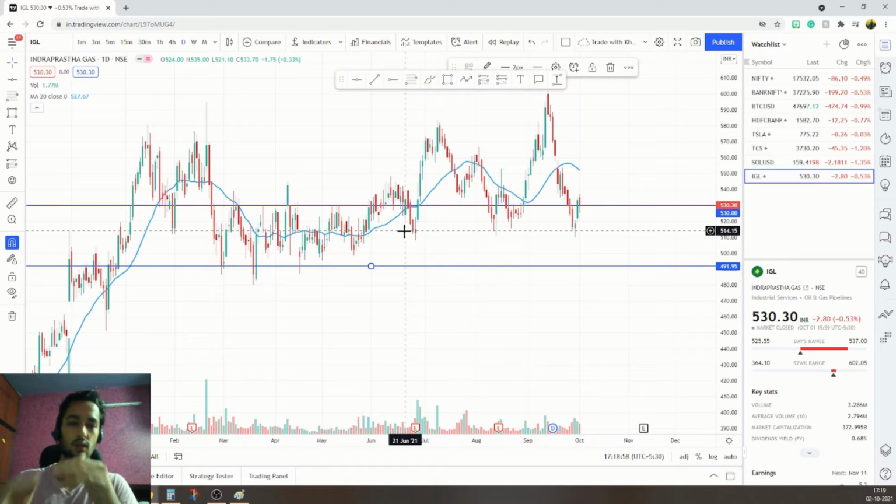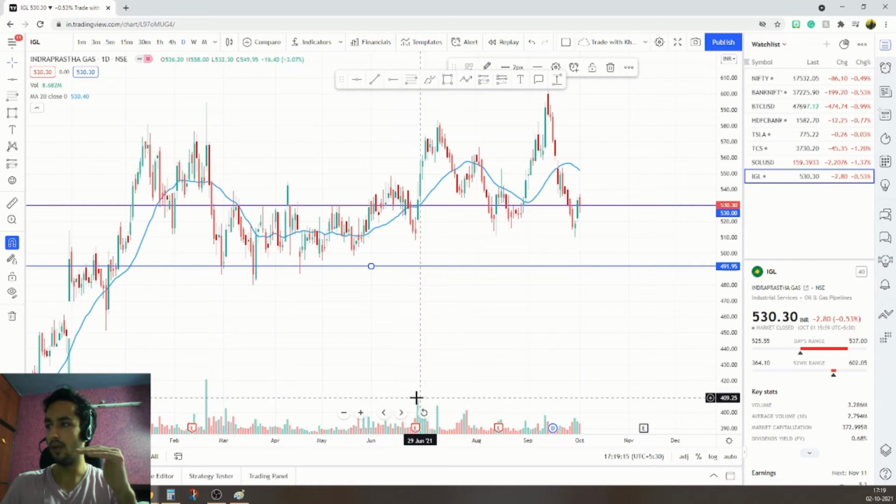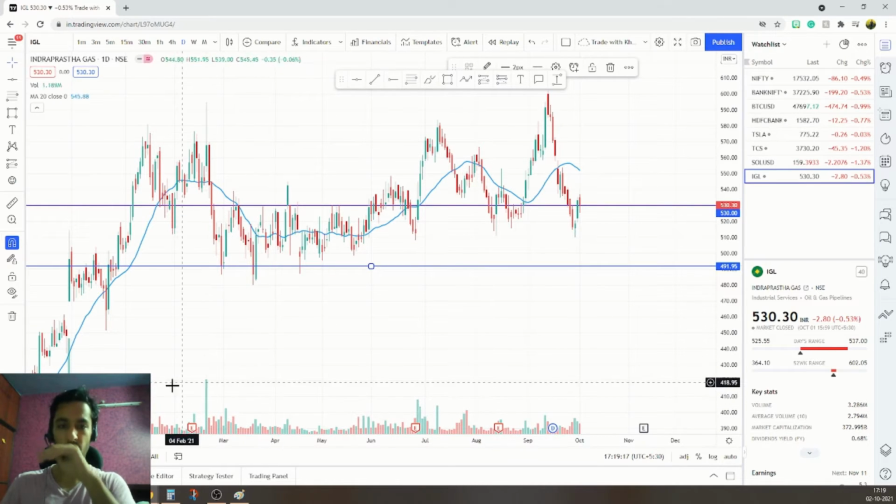So the price was ranging. It was continuously in this zone, right? And see the volumes. The volume is also very less. You can observe the volume is also very less as compared to these other levels, right? So the volume was very less.